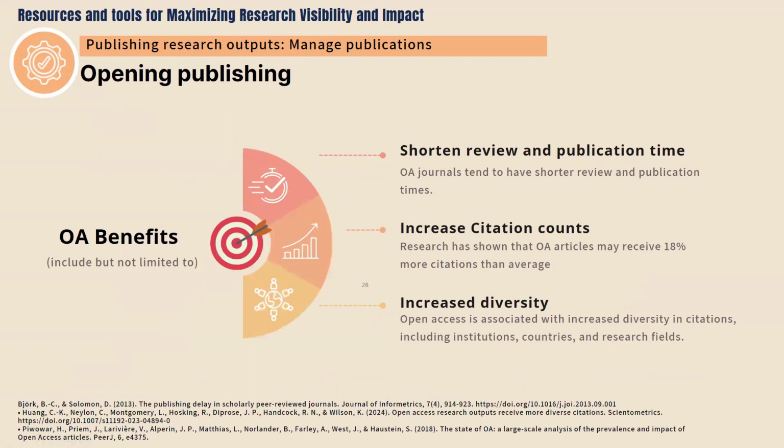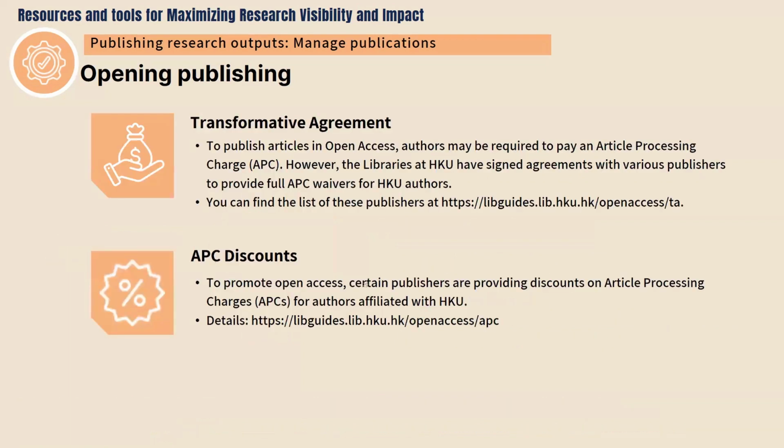Researchers indicate that OA offers several advantages, including, but not limited to, it may have a chance to shorten the review and publication process, boost citation numbers, and enhance diversity among the citations. Authors seeking publication in an OA journal may incur an APC, article processing charge. However, some institutions have negotiated agreements with publishers to offer APC waivers or discounts for their authors.